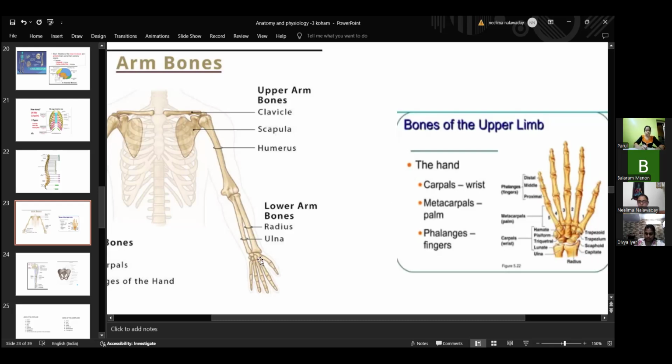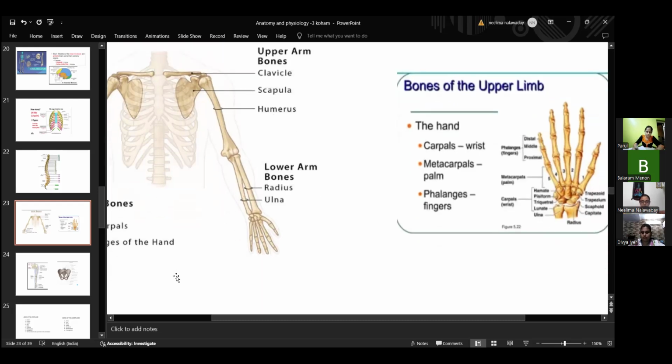Carpals means wrist bones. They are small irregular bones attached to each other. Then metacarpals means our palm region. It is formed with 5 bones. And then phalanges, fingers. So 3 in each finger and 2 in the thumb. So total number is 14, right? So bones of the upper extremity are clear.